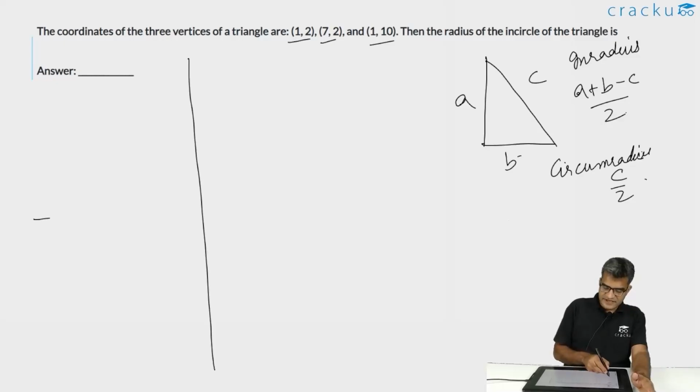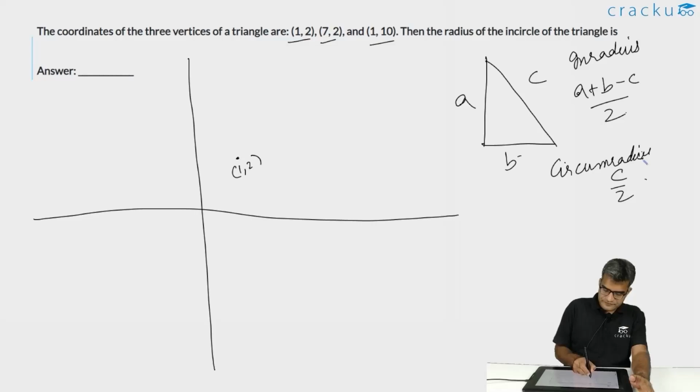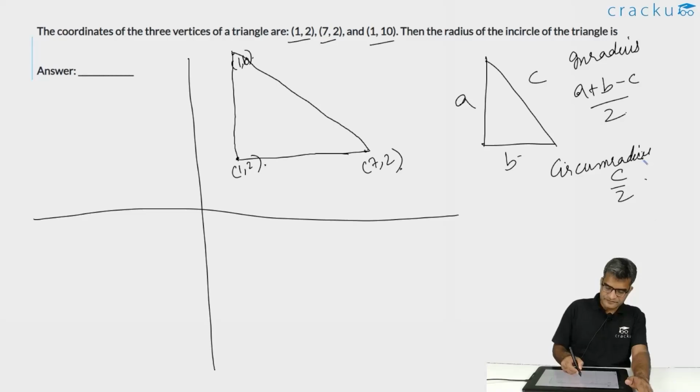If this is the y-axis and if this is the x-axis, this will be (1, 2) and this will be (7, 2) and this will be (1, 10). So you can notice that this is actually a right angle triangle. This line is parallel to the y-axis, this line is parallel to the x-axis, and this is the hypotenuse. The length of the base is 7 minus 1, which is 6 units. The height of the triangle is 10 minus 2, which is 8 units.